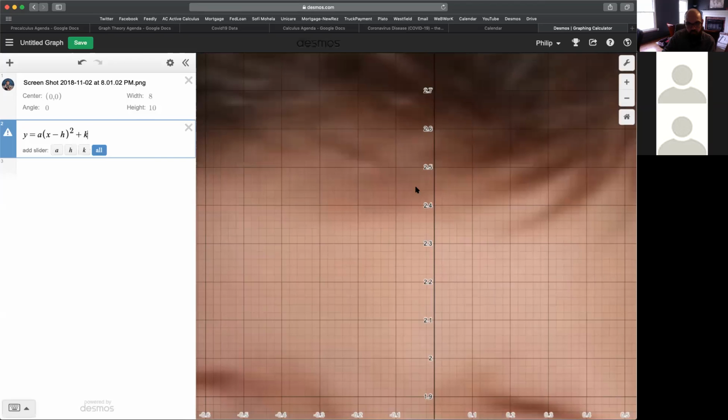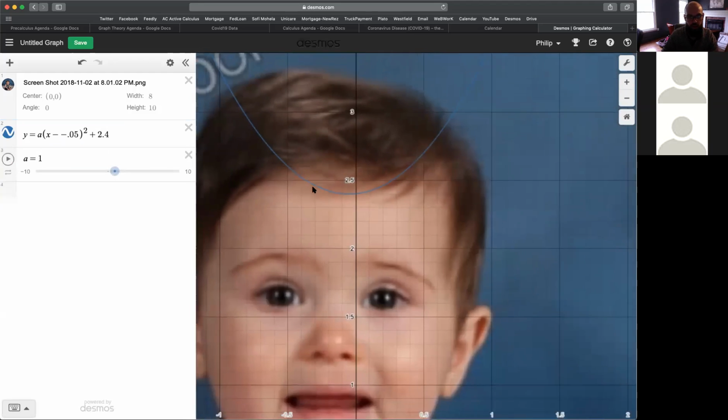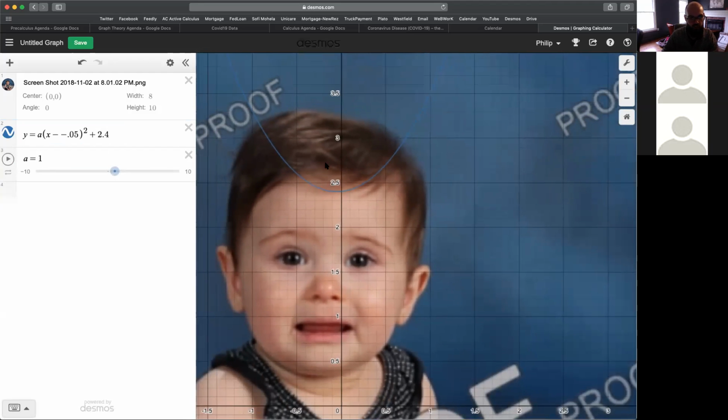It seems like it's maybe negative 0.05, and then the k value is maybe 2.4. When I add a slider, I get this parabola that would mark the top, or the front, of her hair there. When I have this a slider, I can bend it around, and this would define that swoop in her hair. And if I wanted to shift it up, I could move that k value up.